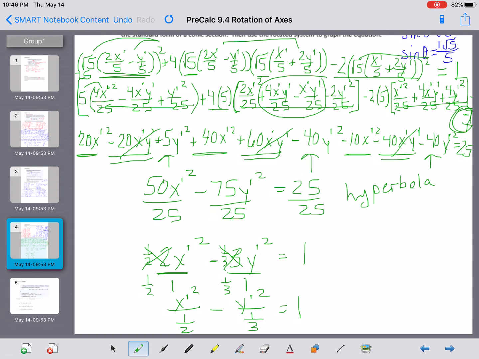All right, are we overwhelmed yet? One more page, and believe me, it's not that bad. Let's do the last page.